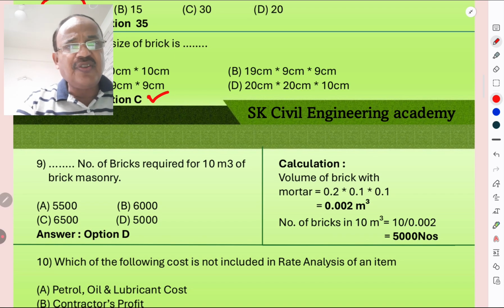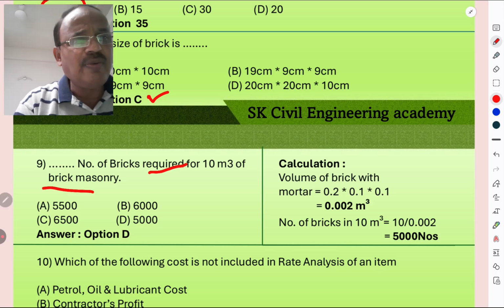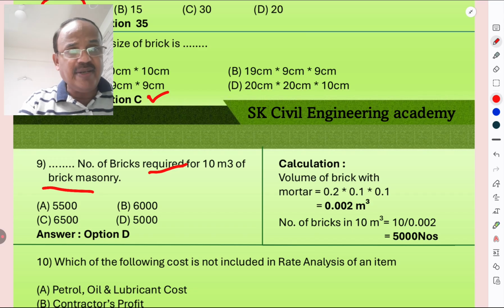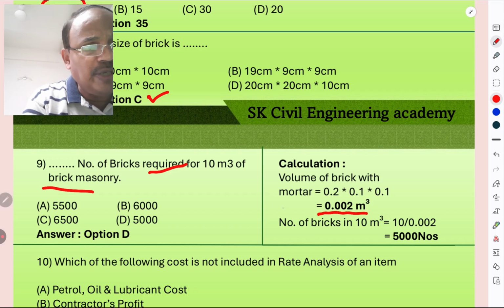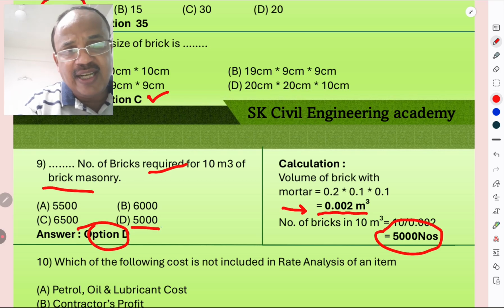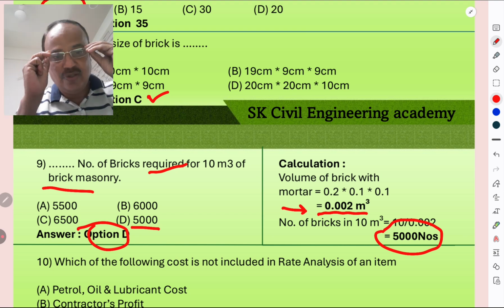Then number of bricks required per 10 meter cube of brick masonry. So there is very simple calculation. Volume of brick, how it is calculated? With mortar it is 0.20 by 0.10 by 0.10, means 0.2 multiplied by 0.1 multiplied by 0.1, that is 0.002 meter cube. So 10 meter cube divided by 0.002 meter cube, that is 5000 numbers. So option D is the correct answer. It is very simple calculation. One must know these techniques.